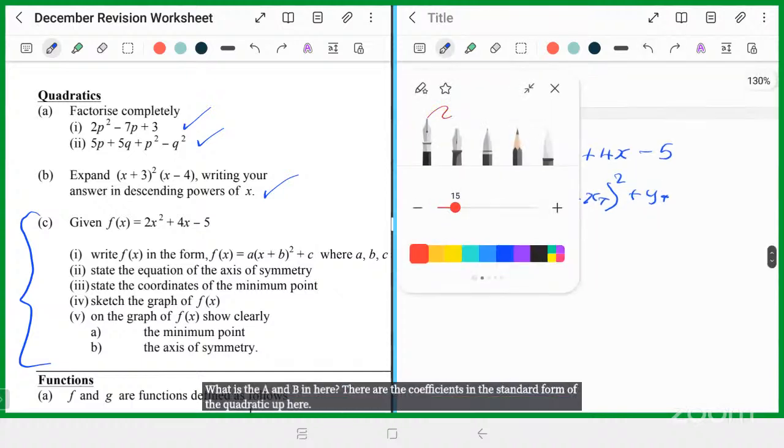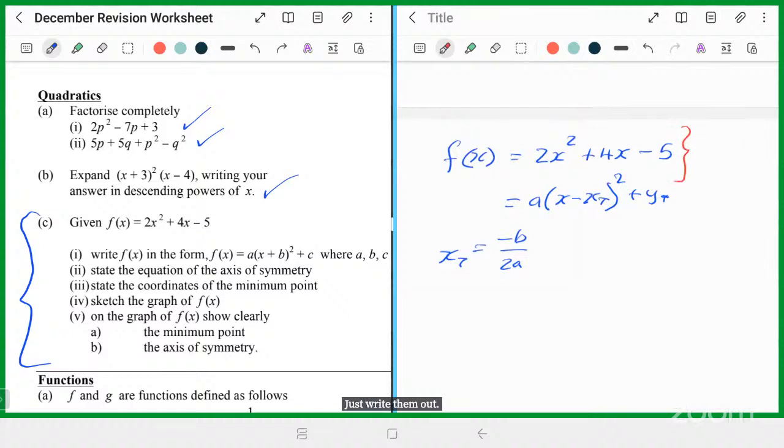So let's write them out. In this standard form, the a is the coefficient of the x squared, which is 2. So a equals 2. The b is the coefficient of the x, which is this positive 4. And the c is the constant term, which is negative 5.